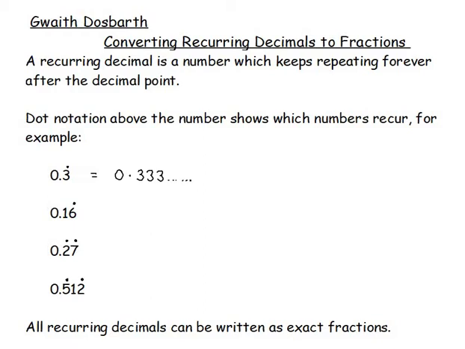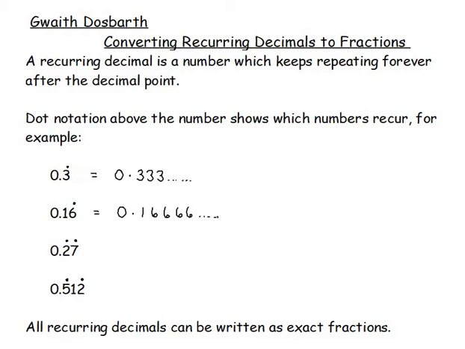On the second one, 0.16 recurring, the dot is only on this 6 here. So this decimal would look like 0.1, and then it's the 6 that repeats on and on. Okay, so it would be 0.1666, so we say 0.16 recurring.